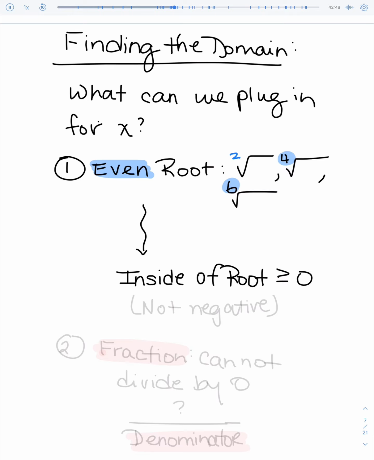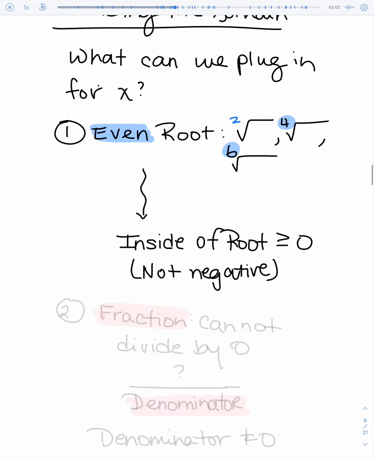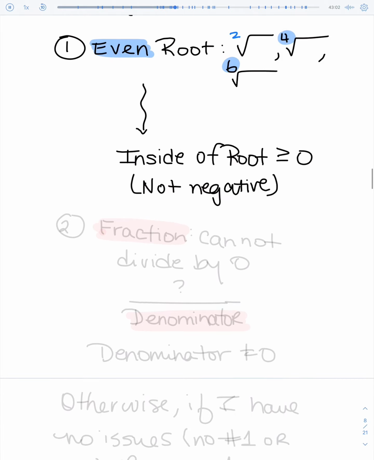By saying that we want it to be greater than or equal to 0, we're making sure we get something that is not negative, so that we don't end up with i's. However, there will be no similar rule for odd roots. Why? Because we could take an odd root of a positive number or a negative number, but that, like I said, is not true for even roots because you end up with imaginaries or i's.